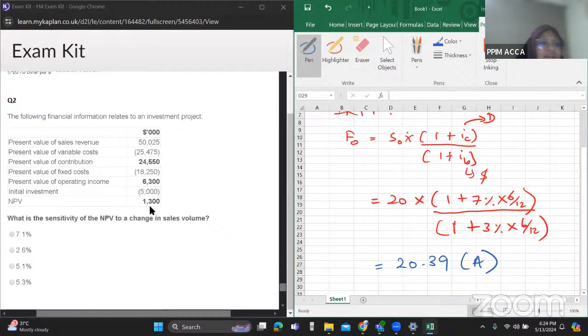Question 2. Whenever you see a paragraph, it's always a good idea to read the requirement first. Then you can understand what we have to look for. It's asking what is the sensitivity of the NPV to a change in sales volume. So this is sensitivity analysis. There was an equation that we can use to calculate sensitivity, and in this case, they are asking you specifically for sales volume. What do you think the answer will be?